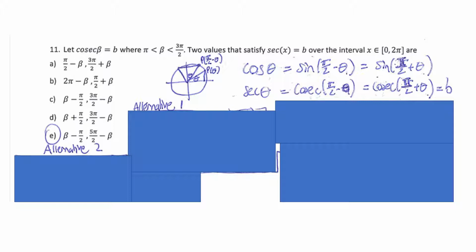We're told cosec of some angle beta is equal to the value b. We're told beta is in the 3rd quadrant. So we've got to find 2 values that satisfy sec of x equals b, the same value, over an interval from 0 to 2 pi. There were very similar questions in your textbook about this. The first thing to realize is we're switching from a fact about cosec, reciprocal sine, to a fact about sec, reciprocal cos.